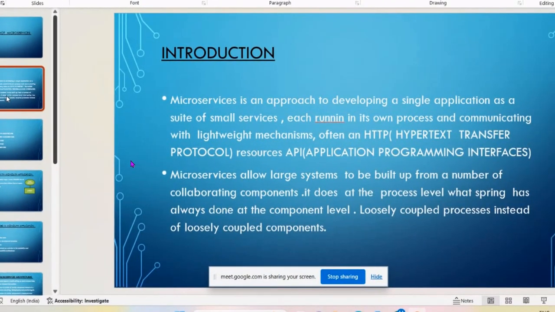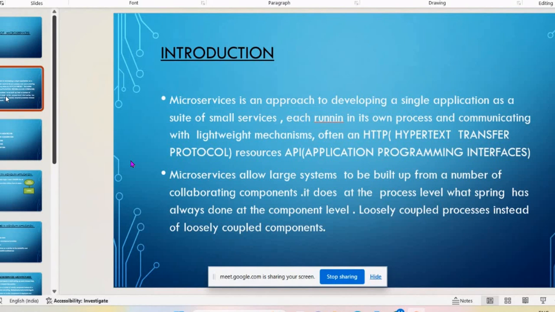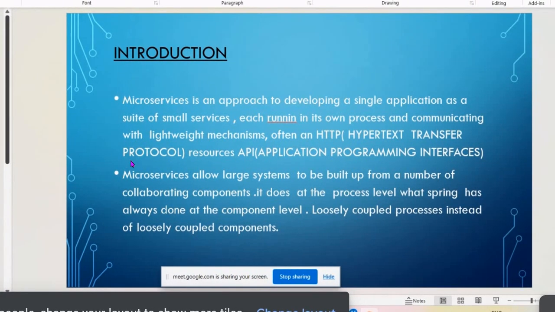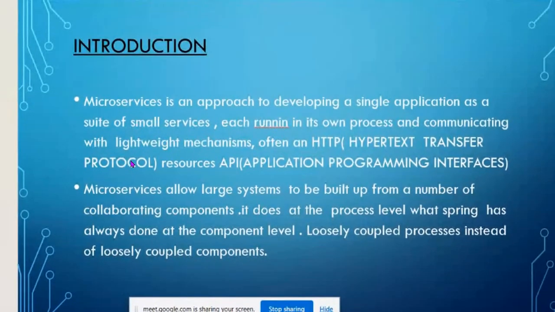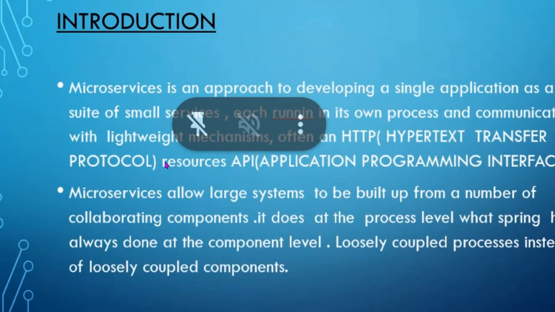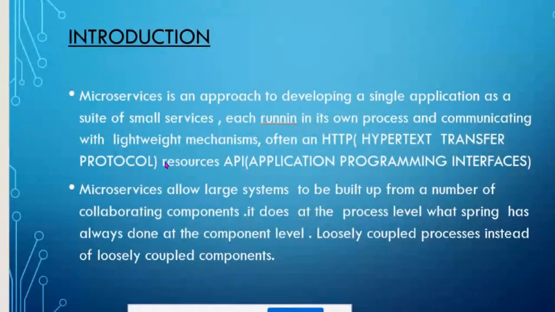Microservices is an approach to developing a single application as a suite of small services, each running in its own process and communicating with lightweight mechanisms like HTTP. It stands for Hypertext Transfer Protocol, like resource APIs, application programming interfaces. Microservices allow larger systems to be built from a number of collaborating components. It does at process level what Spring has always done at the component level: loosely coupled processes instead of loosely coupled components.